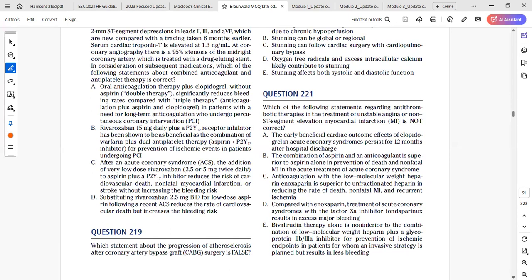D, oxygen free radicals and excess intracellular calcium likely contribute to stenosis. This is one of the mechanisms for which stenosis occurs. E, stenosis affects both systolic and diastolic function. Yes, this is a true statement. So since we're looking for the false statement, that makes it false. So option A is the false statement. That makes it true. B, C, D, and E are false because they are all true statements.